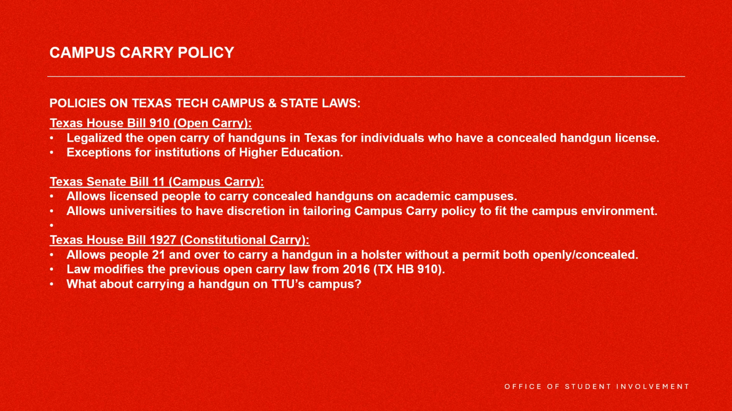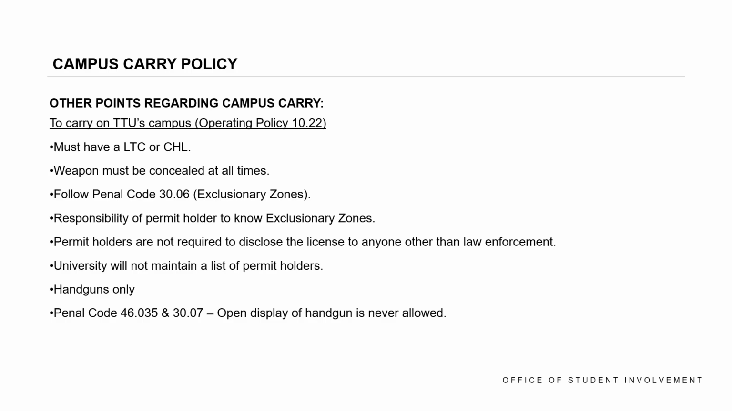How does this then affect Texas Tech University's campus carry policy? It does not, because as a higher education entity, we have discretion and the ability to tailor our own policy per our campus environment. To carry a handgun on Texas Tech University campus, the following must be met according to Operating Policy 1022. The carrier must have a valid LTC or CHL, a license to carry or concealed handgun license. The weapon must be concealed at all times. The handgun may never be openly carried.